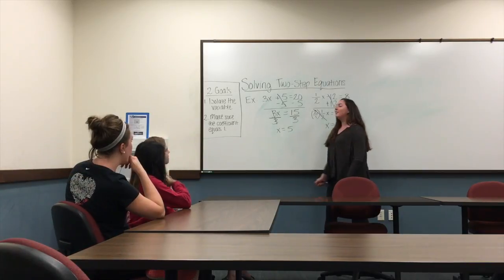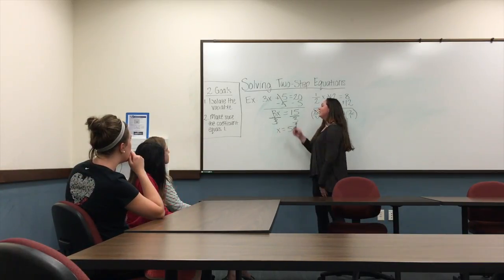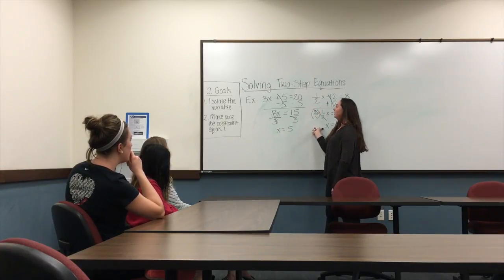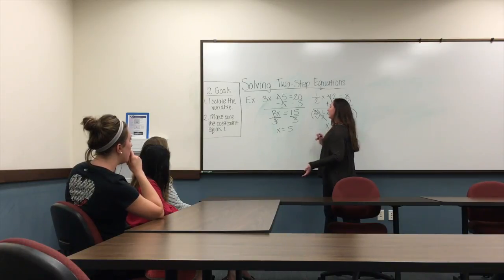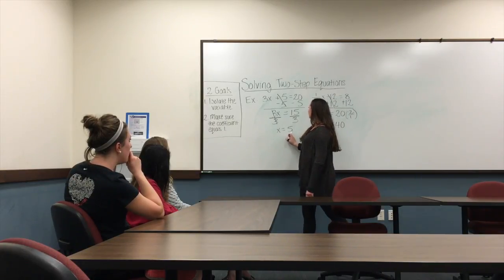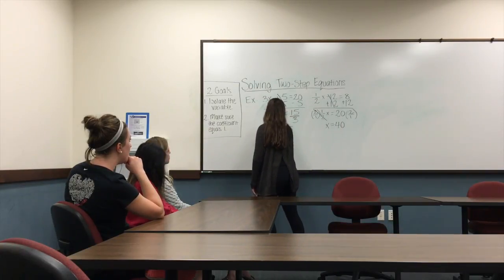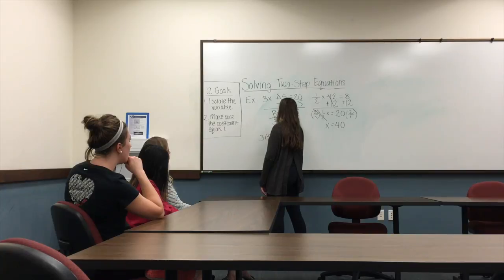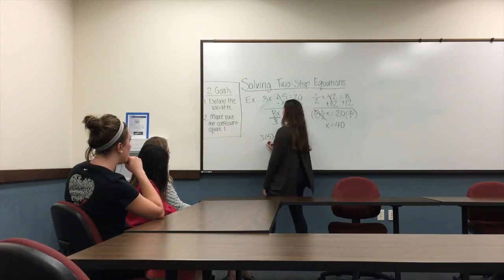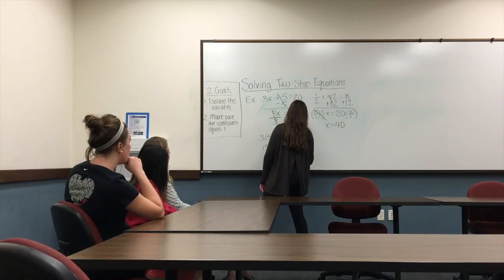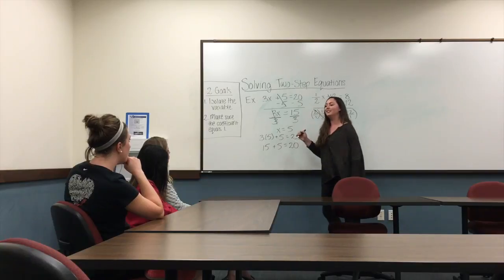Perfect. Now that we've reached both of our two goals, we've isolated the variable and then made sure the coefficient equals 1 on both of them, we're going to go back and check our solution, because it's really important that we know that we did the right thing. So to go back, we're going to plug in 5 for x in the first equation. So we're going to say 3 times 5 plus 5 equals 20. So we know 3 times 5 is 15, plus 5 equals 20. Does that make sense? Perfect.